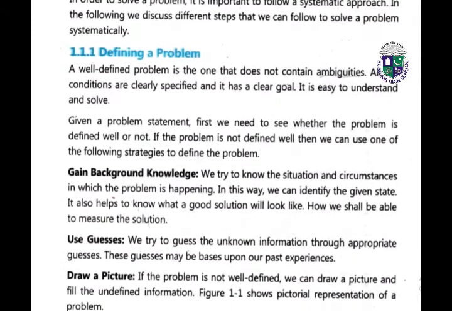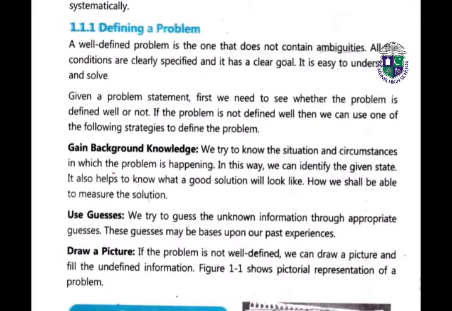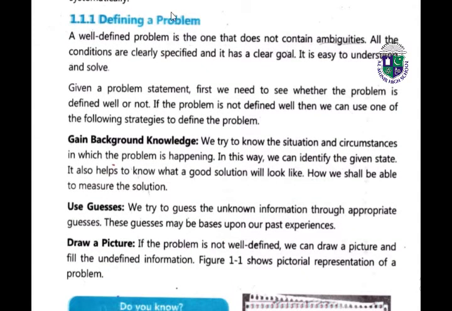What is a problem? First of all, we will define a problem. A well-defined problem is the one that does not contain ambiguities. What is the meaning of ambiguities? It means that there should be no doubt. So a well-defined problem is the one that does not contain any ambiguities.